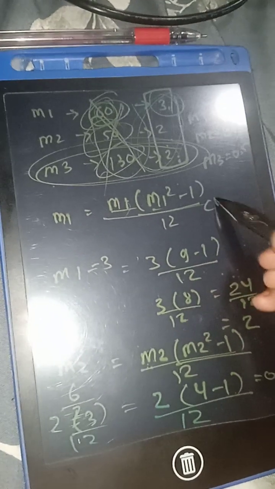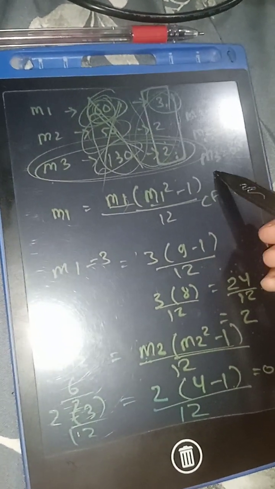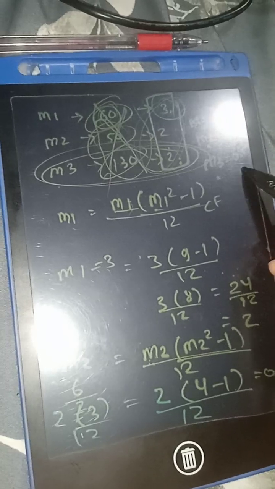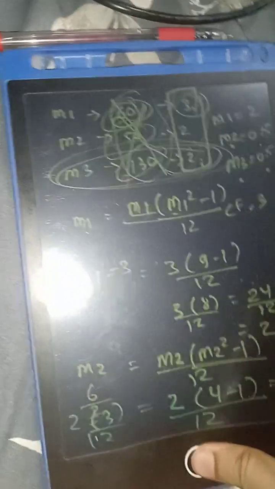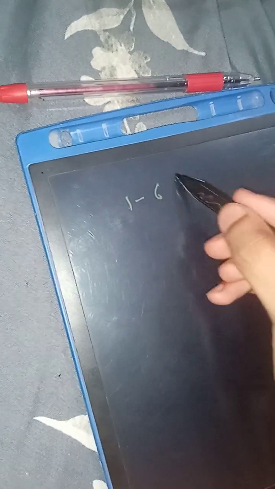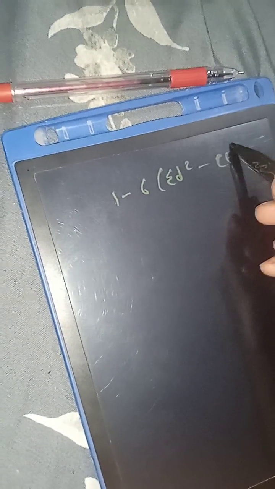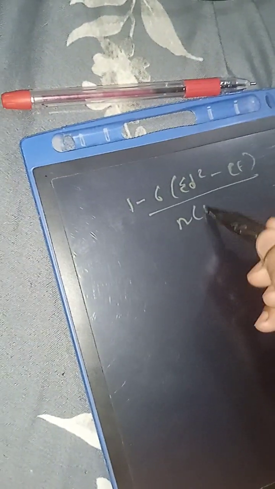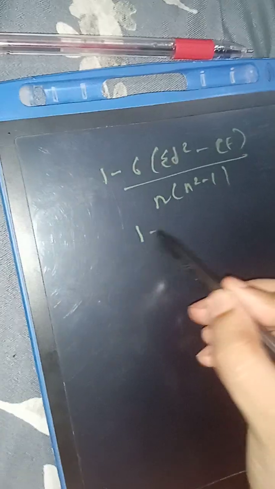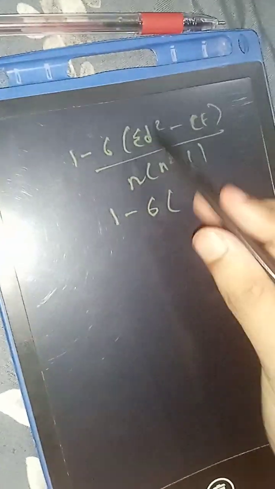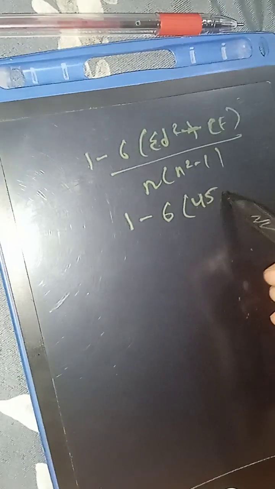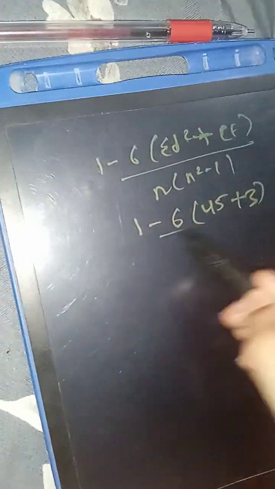So CF will be equal to m1 plus m2 plus m3, that is 2 plus 0.5 plus 0.5, which is 3. Now let's put everything in the formula: 1 minus 6 times sigma d square minus CF, upon n times n square minus 1. As we have already calculated, sigma d square is 45, CF is 3, and n is 8.